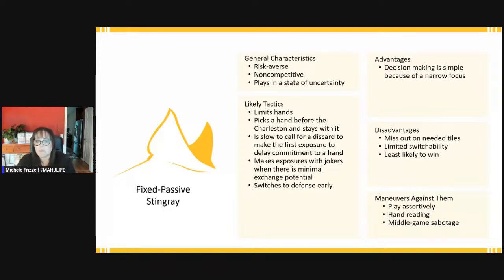Maneuvers against them: if I'm playing at a table with a stingray, if I play assertively, I could have an advantage at the table. And also I can use hand reading to identify that fixed hand based on their exposures and the tiles they discard. And also with that information, I could potentially sabotage them, depending, of course, on what hand I'm playing, because I wouldn't want to destroy my own hand. So these are some standards for the fixed passive playing style, the Stingray.